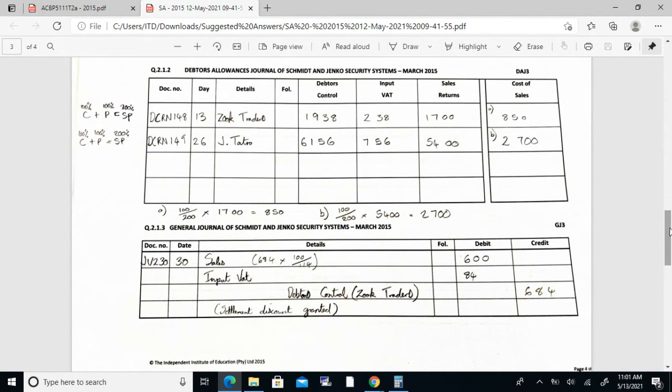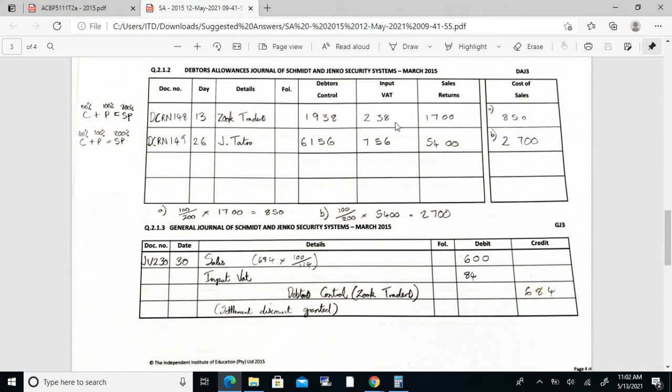So the next thing they wanted us to do was the Debtors Allowance Journal. In the Debtors Allowance Journal, we had already ticked off that on the 13th, that transaction, they were returning trading inventory, all right? And that was for 1,938, okay? And that was in relation to which transaction? They said trading inventory sold on the 12th. Okay, so we put this into our debtors control because they told us that we can assume all amounts are inclusive of VAT unless told otherwise. So they didn't tell us this is exclusive of VAT, so we plug that in the debtors control because we know debtors control column is always inclusive of VAT.